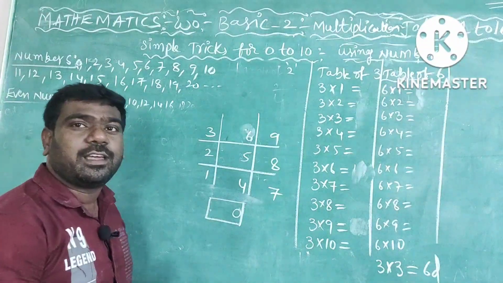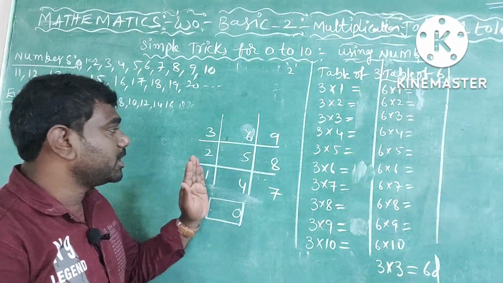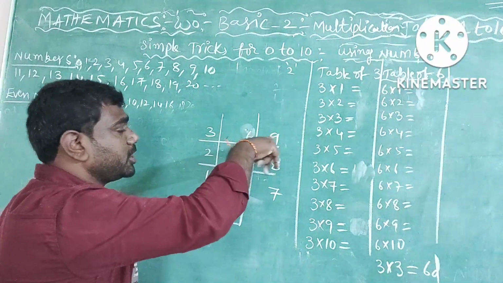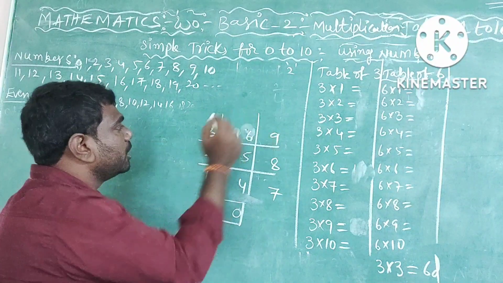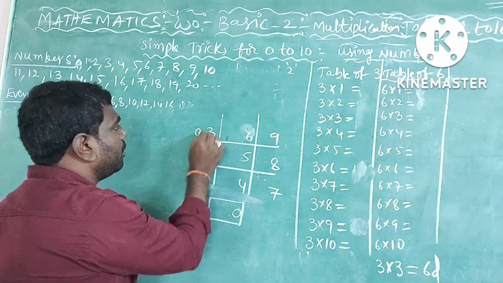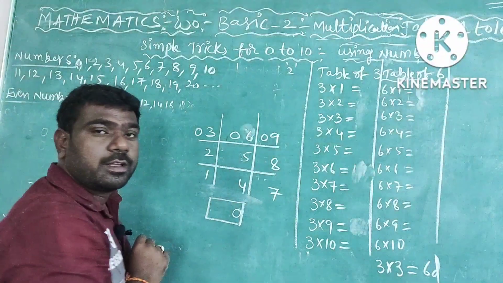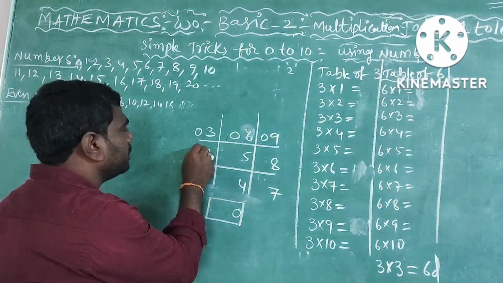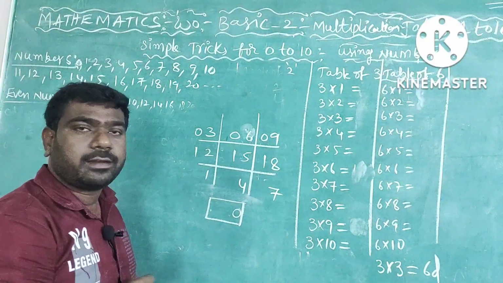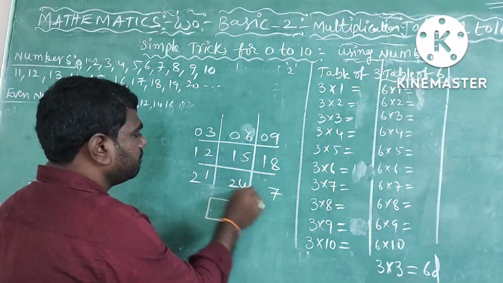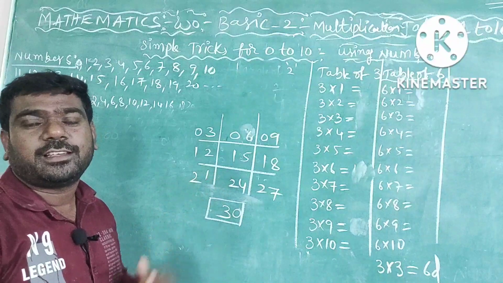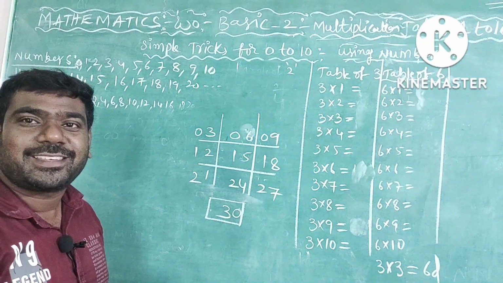Next, what should we do here? Very simple. This is the first step. Step 2 is what here? In the first row, you have to keep the starting number 0. Keep all zeros in the first row. Second row, next number is 1. Keep the entire row 1. Next 2. Next 3. Enough. We got the 3 table here. Very easy. Yes or no?